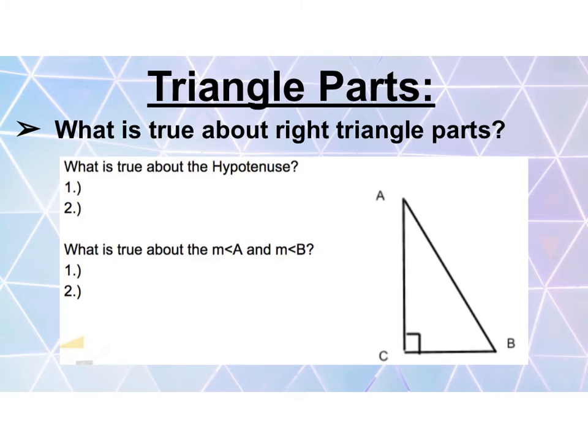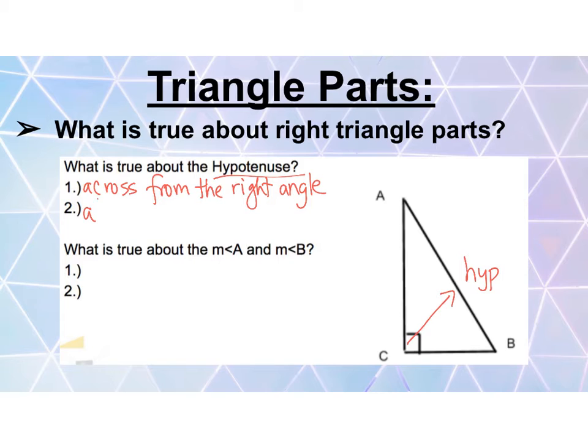Let's look a little more closely at what happens with the hypotenuse. It always has to be across from the right angle. And it's always the longest side. That's going to be important as we start to solve these triangles.